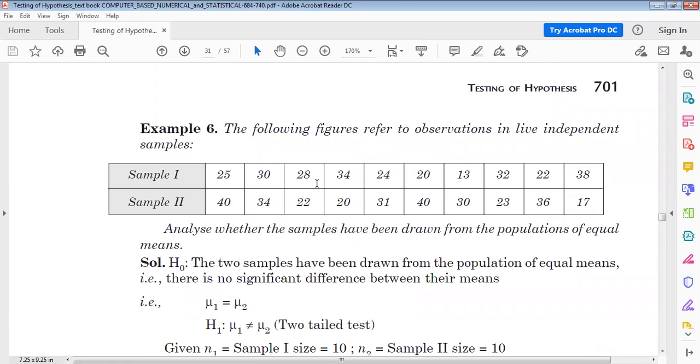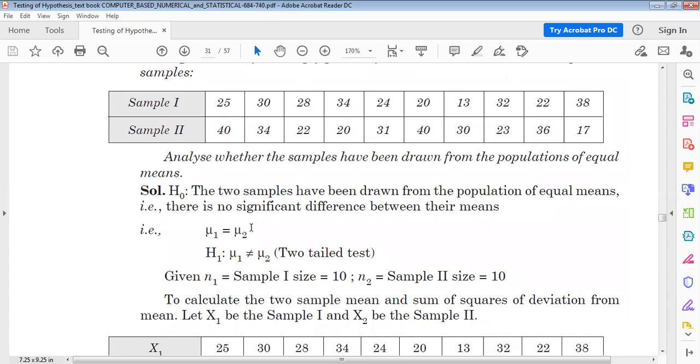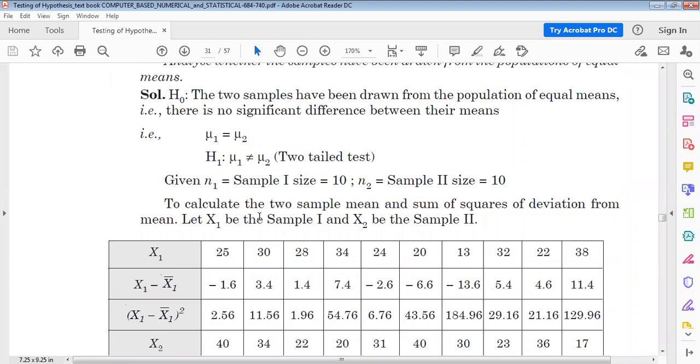Similarly, example 6, for sample 1 and sample 2. Analyze whether the samples have been drawn from populations of equal means. That means mu1 equals mu2; this is the null hypothesis. So the alternative hypothesis will be not equal to. Understand? The first sample has size 10. How many here? 10 sample size. And the other one is also sample size 10.